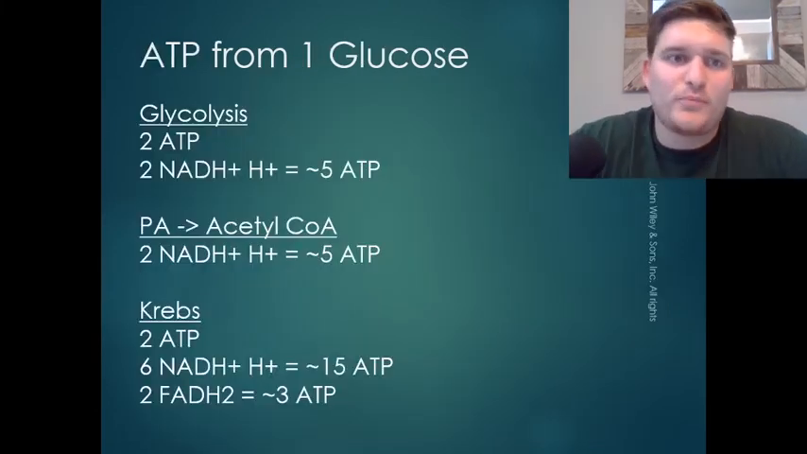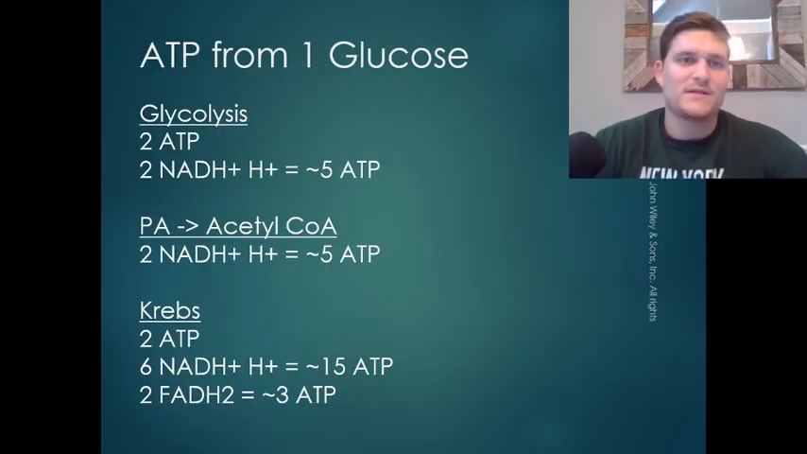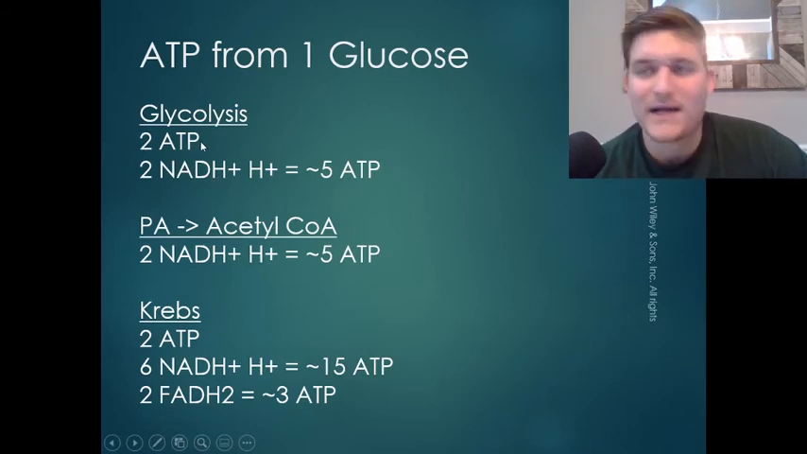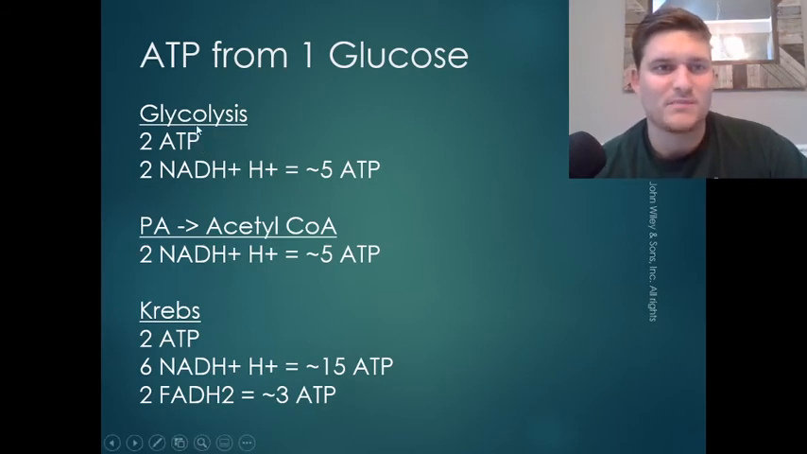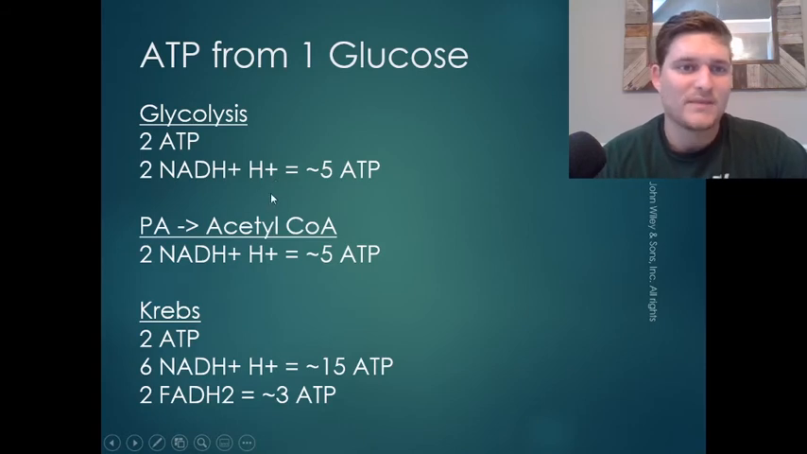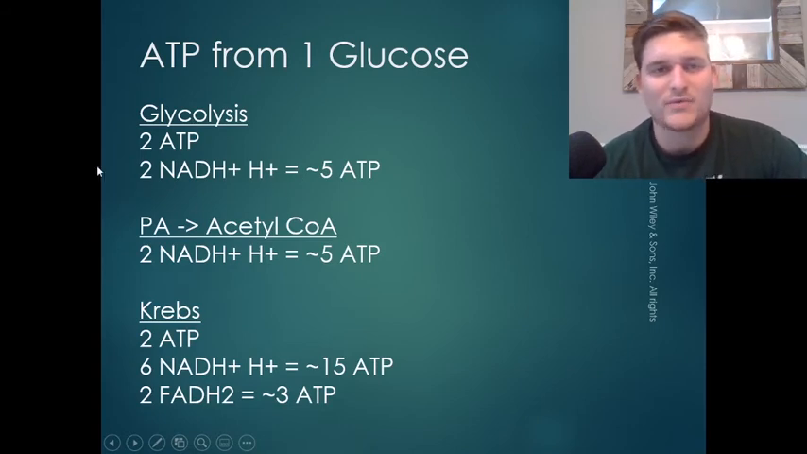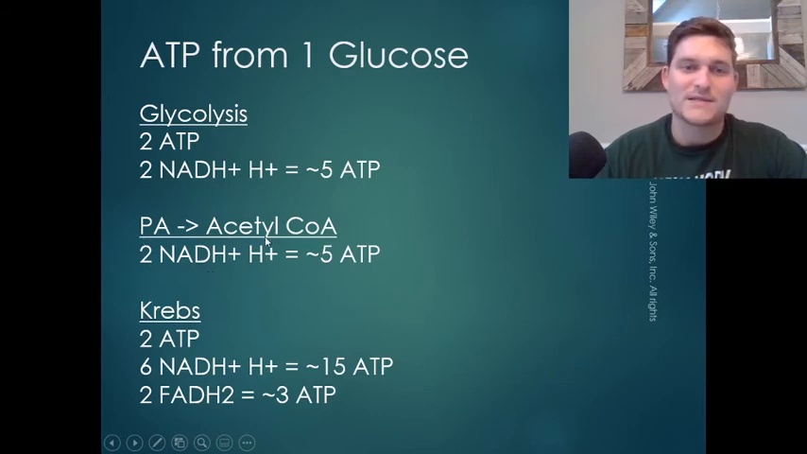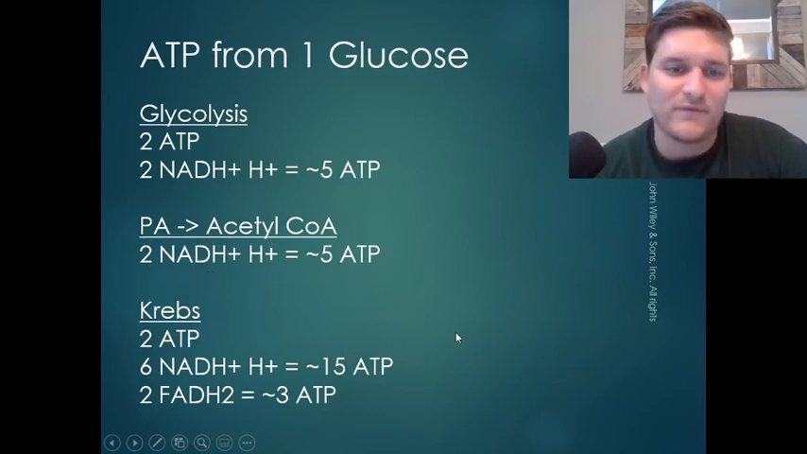If we use those 2.5 and 1.5 numbers from NADH and FADH2, we can see that our total yield from one glucose molecule is going to be 2 ATPs from glycolysis. Those are anaerobic metabolism. We just went ahead and got 2 ATPs for the cell to use. But then the NADHs that came during glycolysis are going to generate roughly 5 ATP. The NADHs produced through the conversion of pyruvic acid to acetyl-CoA will also produce roughly 5 ATP.